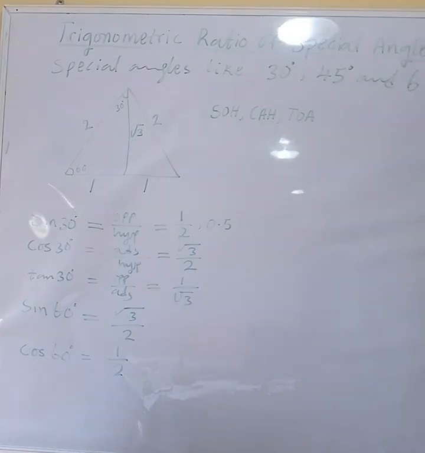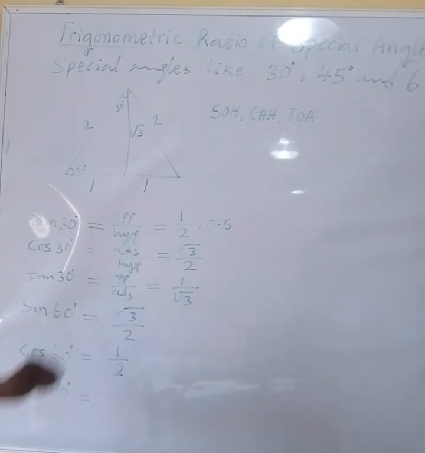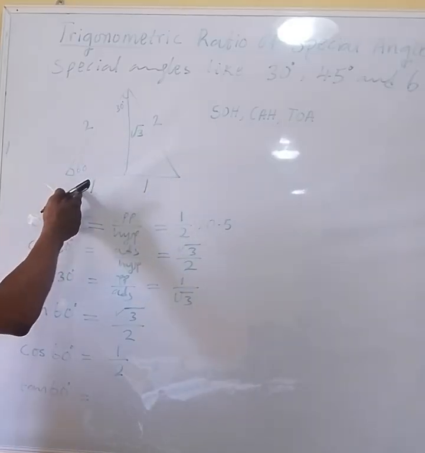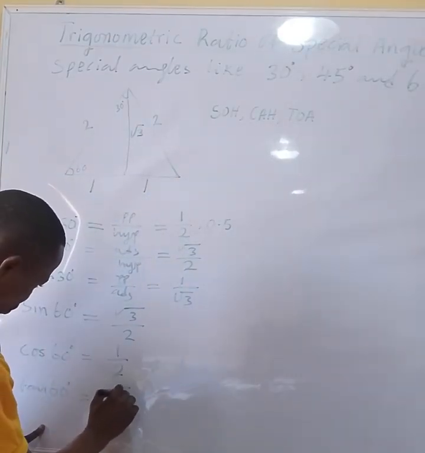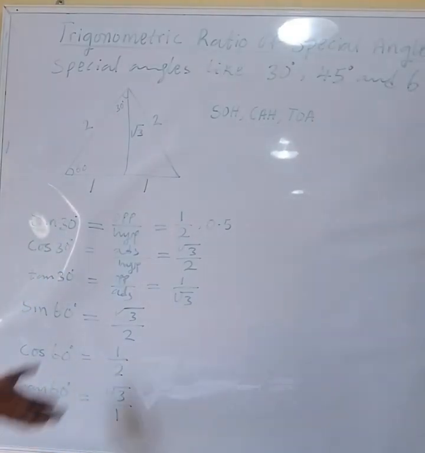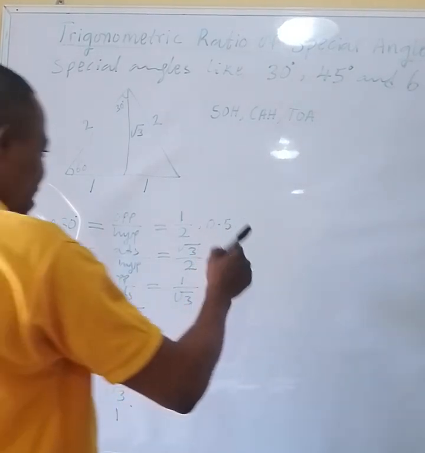Are we together now? Then we move to tan 60 degree. Tan means opposite over adjacent. It will give us root 3 over 1, and when you press your calculator, it's going to give you the same answer. Are we together? So that's how to solve for 60 degree too. Now the next one is 45 degrees.